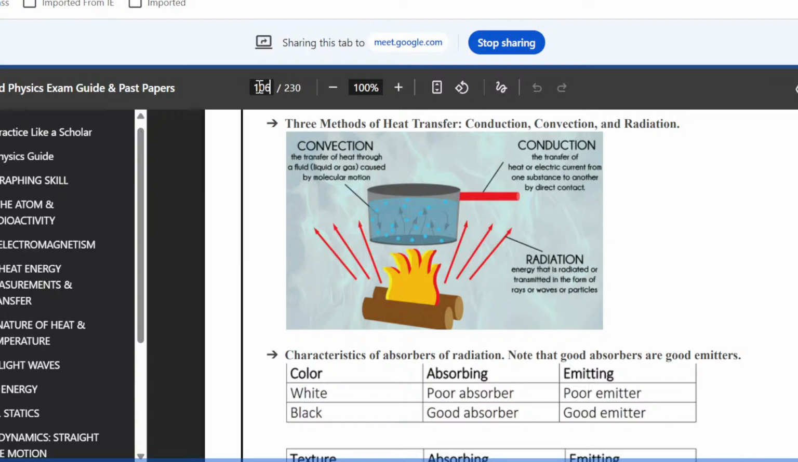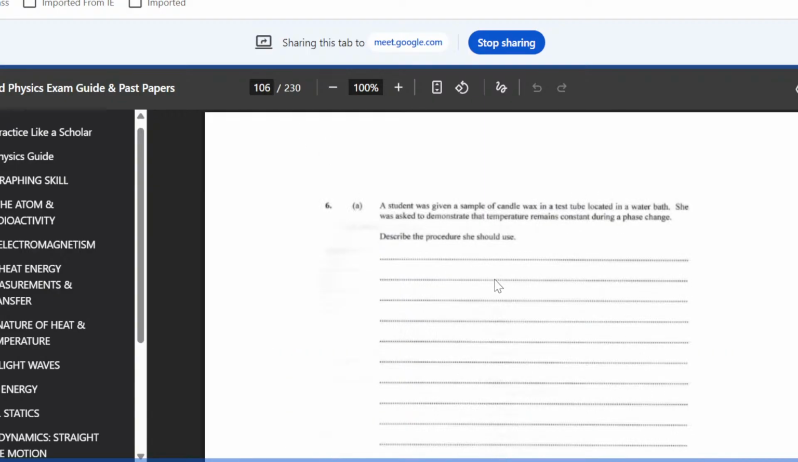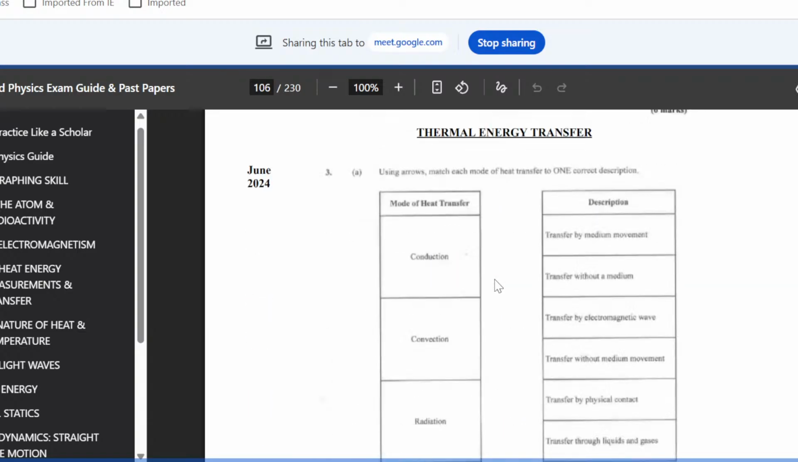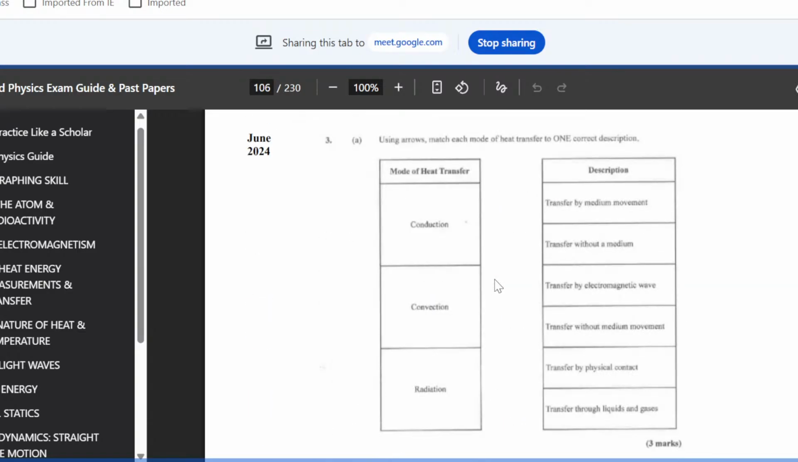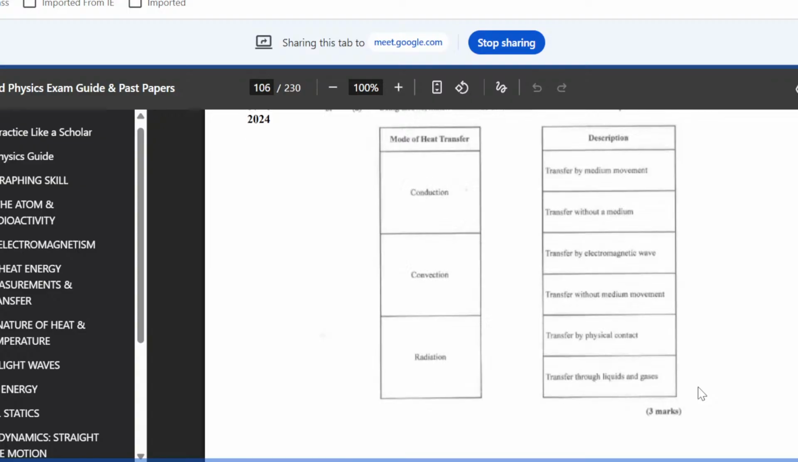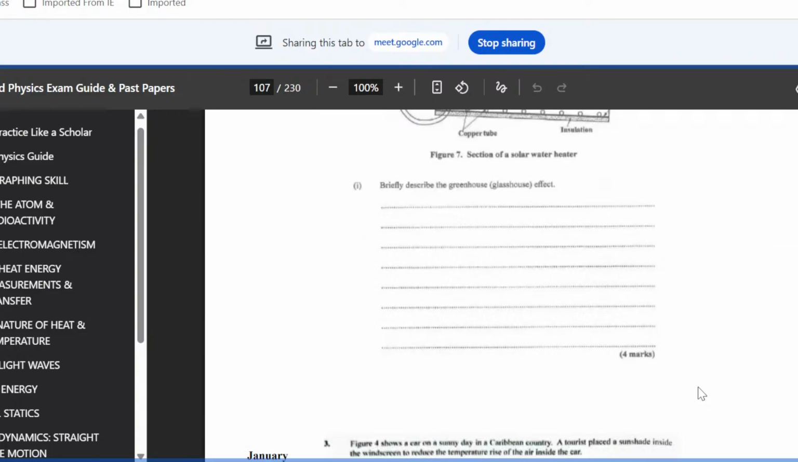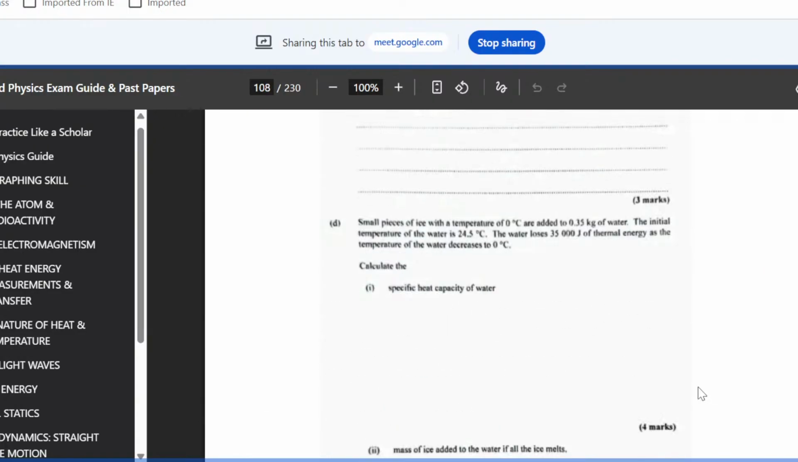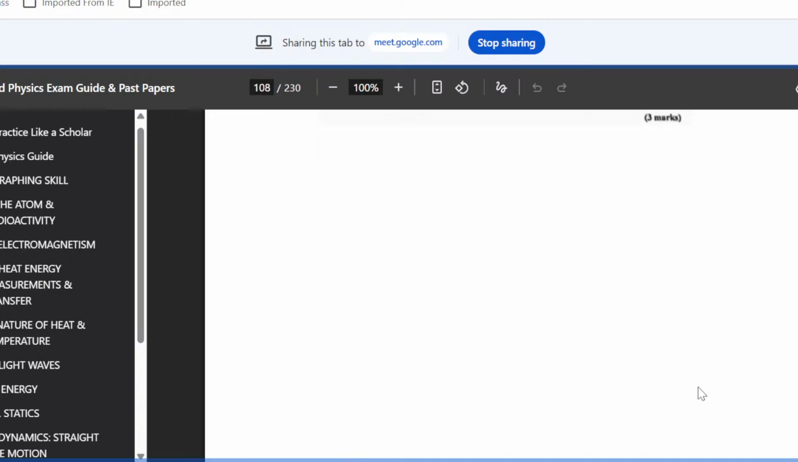So let me go back to 106. Transfer by physical contact. That one is obviously which one? Conduction. That one is conduction, and transfer through liquids and gases. Convection. I agree. Alright, so yeah, that's it.